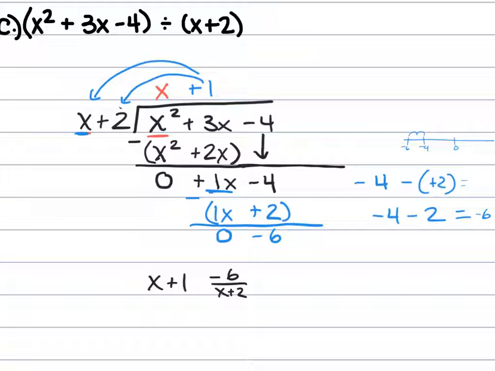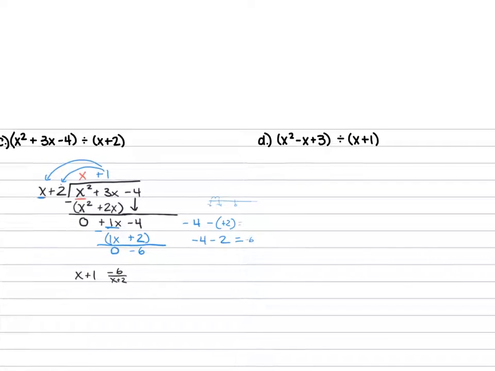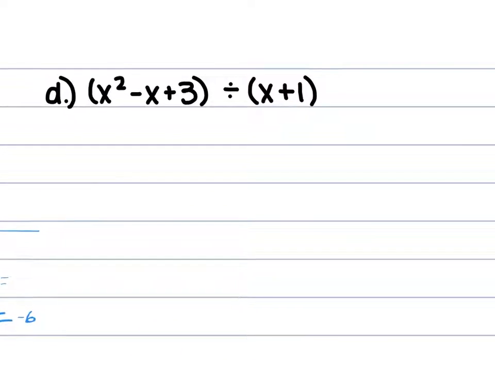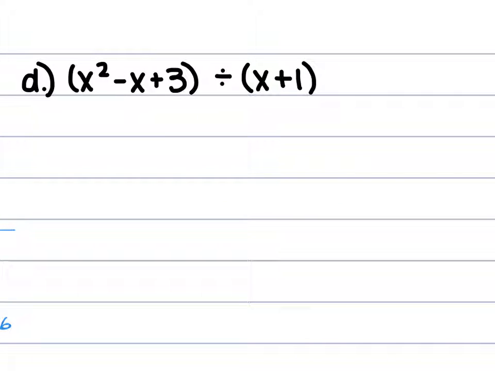Dana, you ready to be thrown under the bus? We'll do this together. I don't really have a choice. You're right, you don't, but I appreciate that you recognize that. All right, we've got x squared minus x plus 3 divided by x plus 1. We'll make this the last one that we do today.